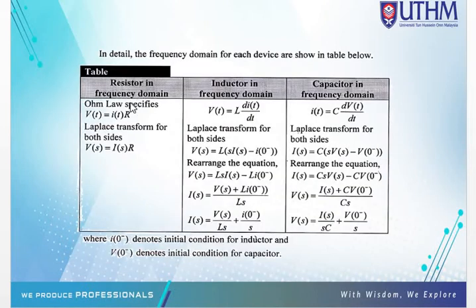The frequency domain of each device is shown in this table in detail. For the resistor in the frequency domain, from Ohm's law we have v equal to iR, that is i(t)R. With Laplace transform, we get I(s)R. For the inductor, we have L di(t)/dt. Then if we Laplace transform, we get V(s) equal to L[sI(s) minus i(0)]. And for the capacitor, we have i(t) equal to C dv(t)/dt. When Laplace transformed, we get I(s) equal to C[sV(s) minus V0].